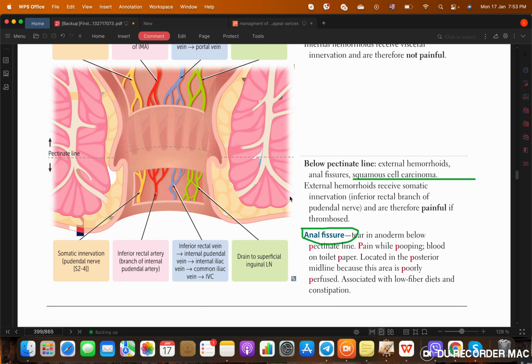So, squamous cell carcinoma, why? Because it's outside of the pectinate line. It's to the outside, where we have squamous cells, so we can have squamous cell carcinoma. What is the cause of squamous cell carcinoma? Come on.